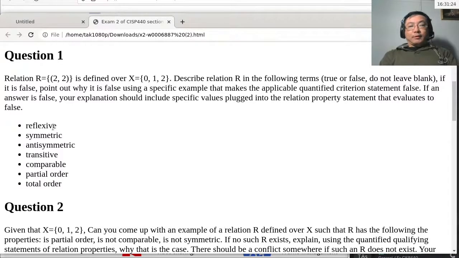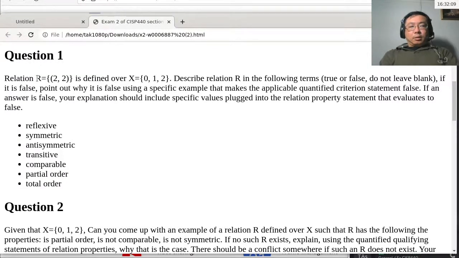But if it's false, you have to give me specific values to put into the definition of that particular property, and then you tell me why it is false. Or, in the case of partial order or total order, you can just refer to the earlier terms and say it is not a partial order because it is not one of these earlier ones. All right, are there any questions about the format of the question before we actually get to the answer to this particular question? Okay, looks like there are no specific questions.